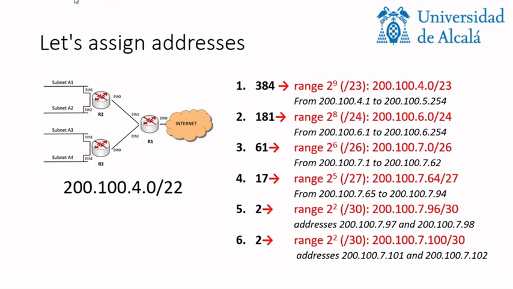So if we continue, in this case, the next available address would be 200.100.7.0. And we then follow the same approach. We calculate the optimal mask, which is, in this case, /26, as you can see here, because we need 61 addresses. And the next available address would then be 200.100.7.64, as you can see here, okay, which will be used for the next subnet and so on.